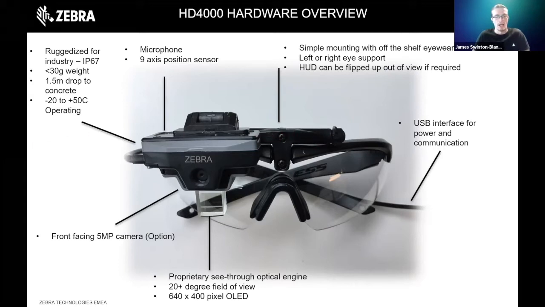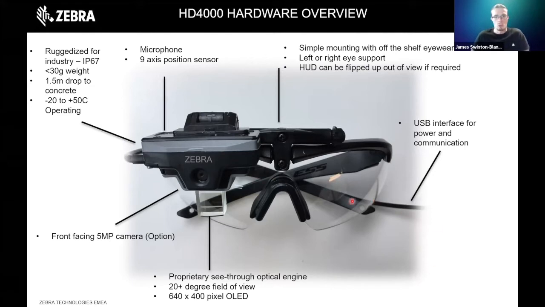Every human on Earth will have a dominant eye, either their left eye or their right eye, and we recommend having the HD4000 over your dominant eye. You can swap this around and have it over the opposite eye if you needed to. It also has a bracket at the back here, which I think you can see, which allows the HUD to be flipped out of view when not in use, so you can have an unobstructed view.